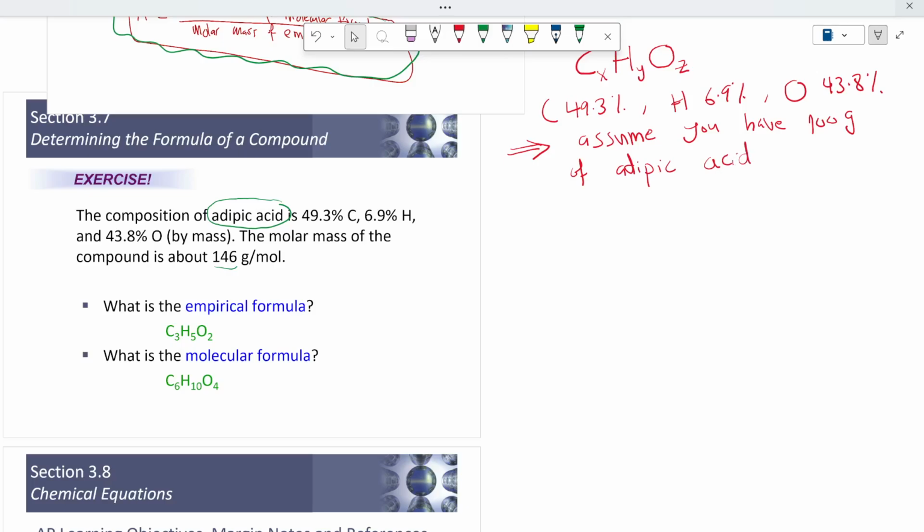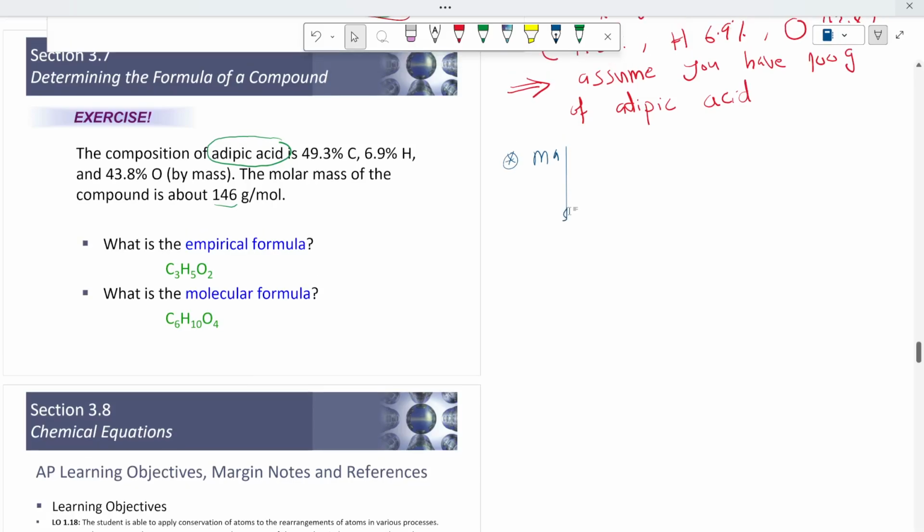So the percentage of each element is given. The percentage of carbon by mass is 49.3%, which means we can determine the mass of carbon in adipic acid. So now we can determine the mass of carbon in this sample.